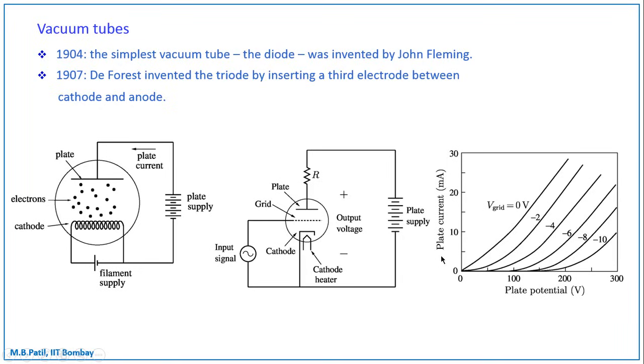Here is a plot of the plate current in milliamps versus plate potential in volts, and observe how high these voltages are, 300 volts. Let us take a fixed voltage, let's say 200 volts. For V grid equal to 0, we have that much current. For V grid equal to -2, the current is smaller. For -4, still smaller, and so on. So this figure clearly shows the control of V grid on the plate current.